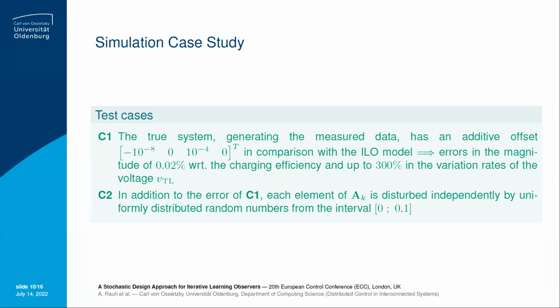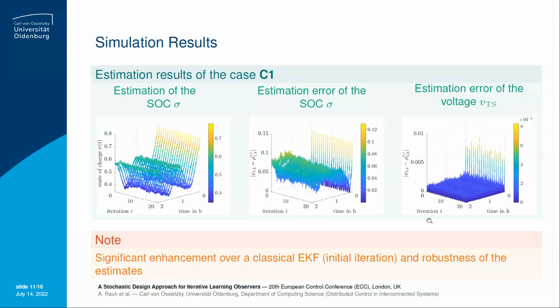During the following simulation case study, we distinguish two cases. The first case is that we assume that the true system model, which has been used to generate measured data by means of simulation, has an additive offset from the simulation model that is included in the ILO. Those deviations correspond to errors in the magnitude of around 0.02% with respect to the charging efficiency and up to 300% in the variation rates of the voltage with a larger time constant. In addition, in the case C2, we also have disturbed the entries of the system matrix AK by using uniformly distributed random numbers from the interval between 0 and 0.1.